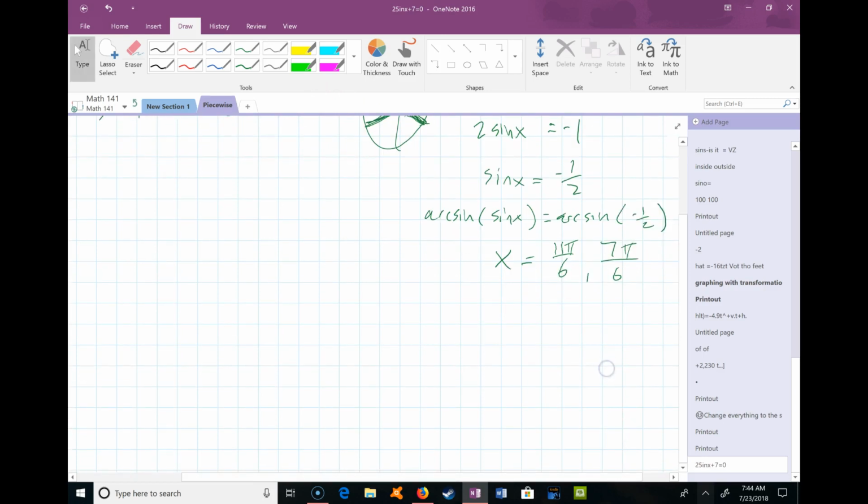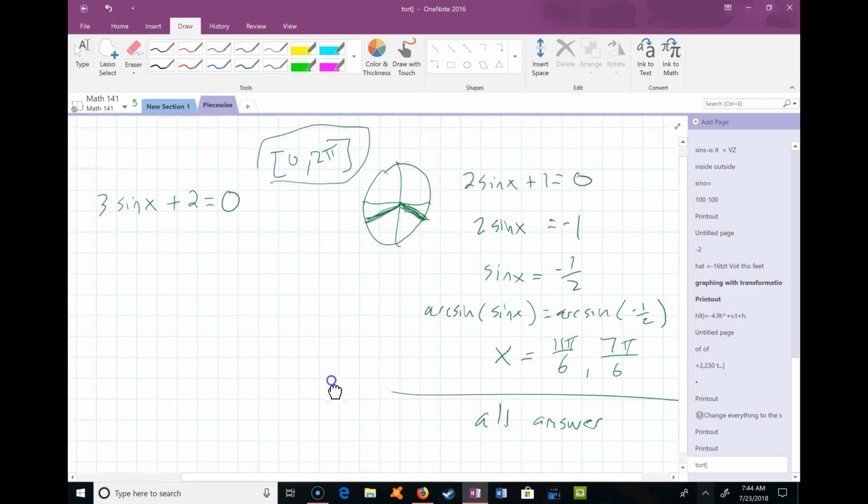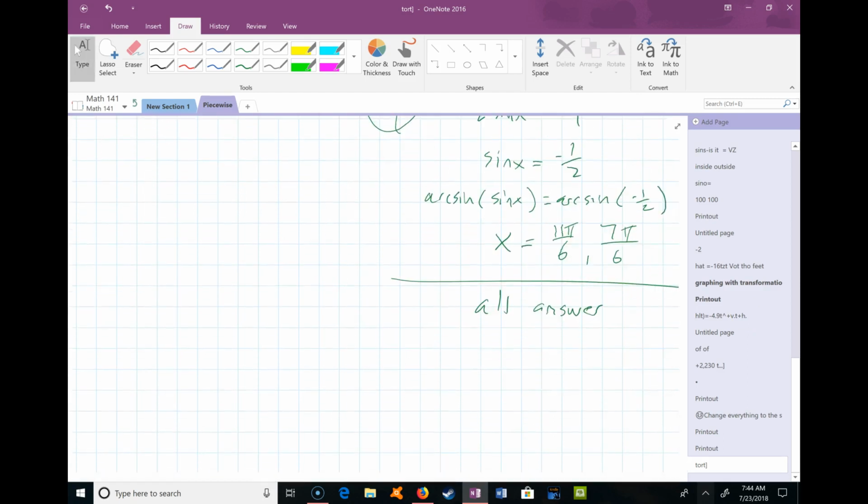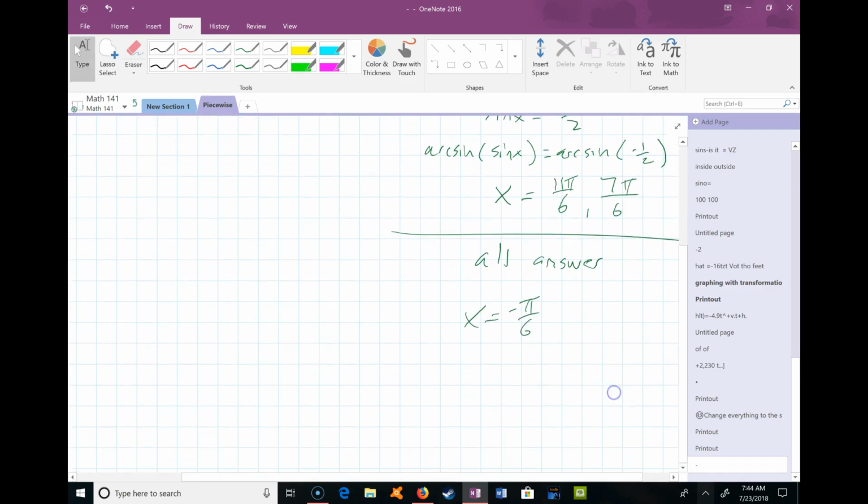Now, if they would have said all answers, okay, so we're doing a different problem now. Let's say that instead of saying only the answers between 0 and 2 pi, they asked for all answers. So at this point, you could use negative pi over 6, because that is a perfectly good answer. And then you could use 7 pi over 6, or if you wanted to, you could do negative 5 pi over 6. And then you just put a little plus 2 pi in here.